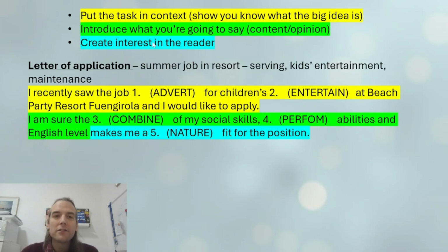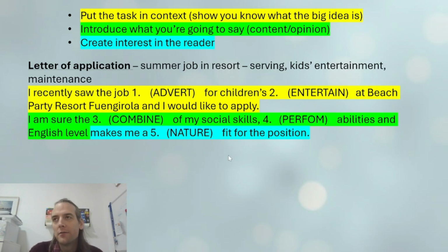And then I'm also trying to sell myself a bit. Remember the thing we said was you want to make the reader want to continue reading it. That's what we mean by creating interest in the reader. If the reader is the person who runs this summer resort and you say, I'm a great person to work here and I'm going to tell you why, they should want to read it. So it all fits together, doesn't it?